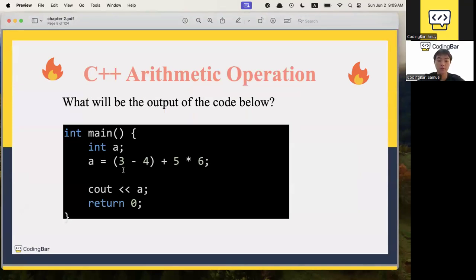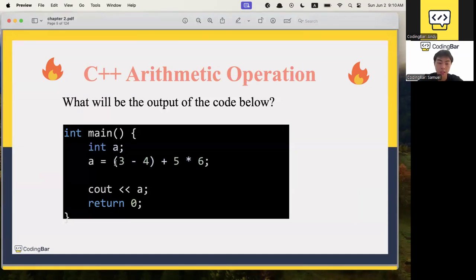And then, okay, for example, let's take a look. What will be the output of the code below? So first, we define an integer a, and then we assign a mathematical expression to a. So this mathematical expression will be calculated and be assigned to a.